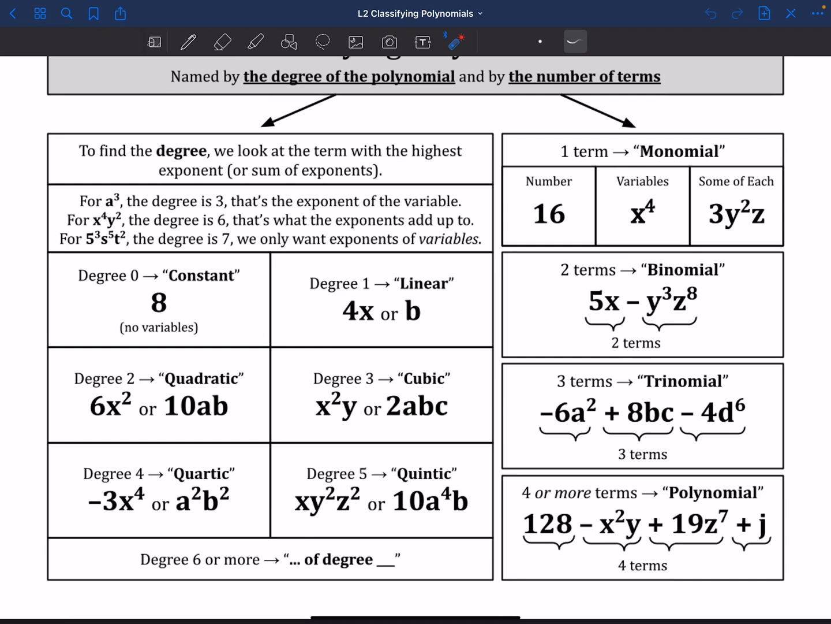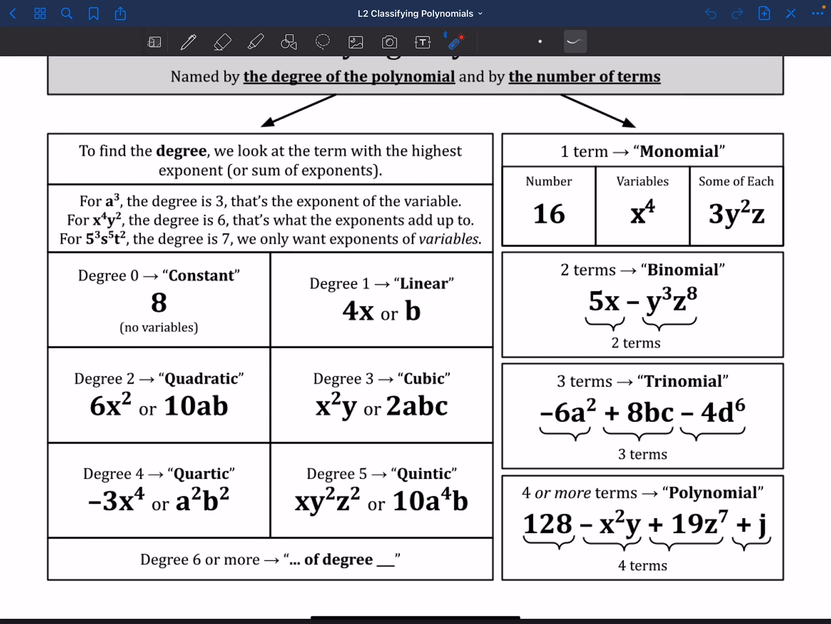That one on the bottom here, this 4 or more terms one, again, I'm taking a look at the degrees. This first term has a degree of 0, right? There's no variables. Second one has a degree of 3, right? 2 from the x and 1 from the y. Right, so we got 0, we got 3. That third one there, 19z to the 7th, right? That 7 is telling me that degree is 7. And then that j just has a degree of 1. Right, so the 7 wins out. What I would do is I would call this a polynomial of degree 7, right?